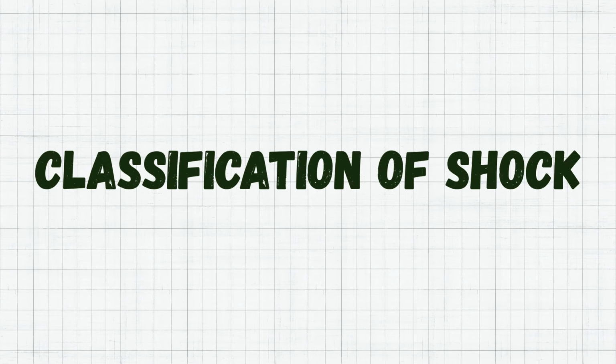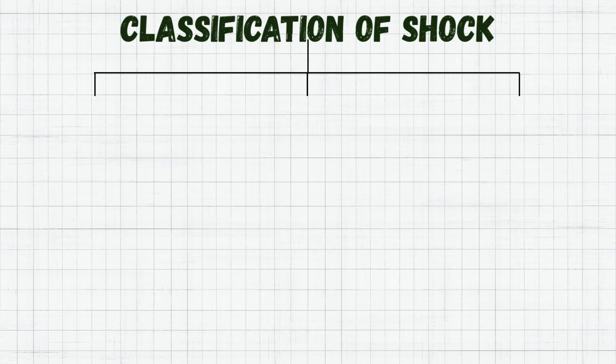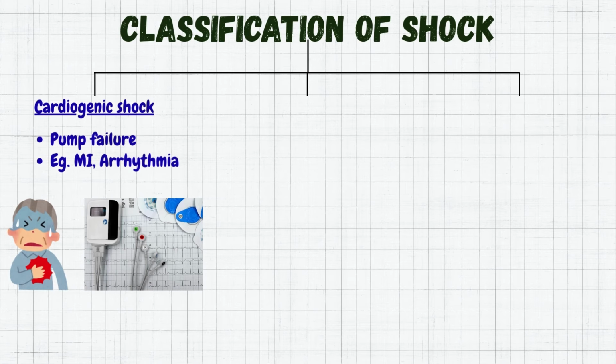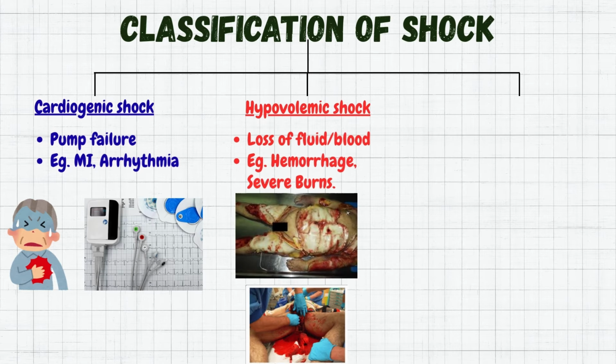Classification of shock. Shock is classified as follows. Cardiogenic shock. It occurs due to pump failure. The reason lies within the heart. The causes are myocardial infarction or arrhythmia. Hypovolemic shock. It is due to the loss of fluid or blood. It is seen in hemorrhage or severe burns.